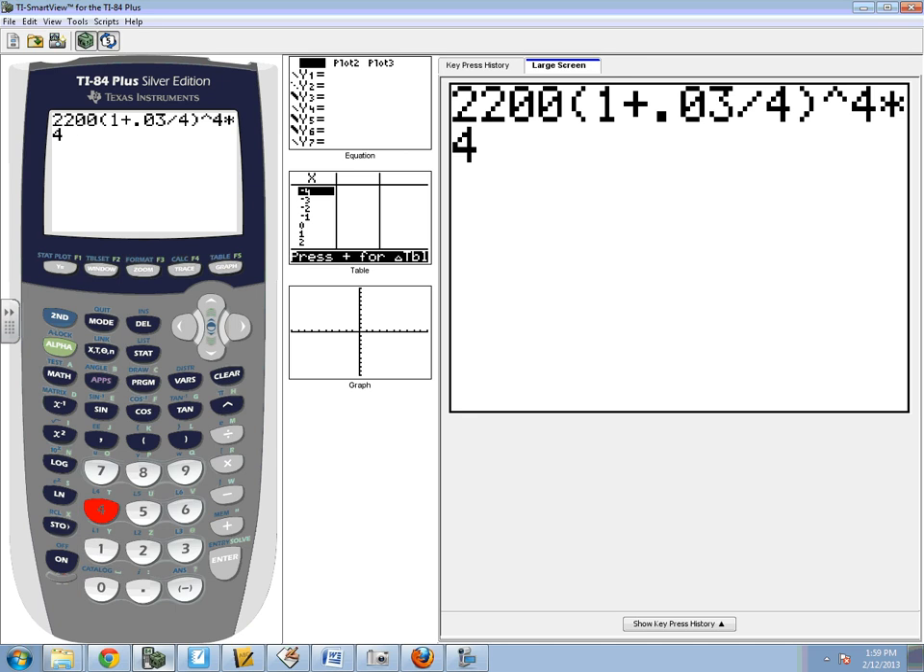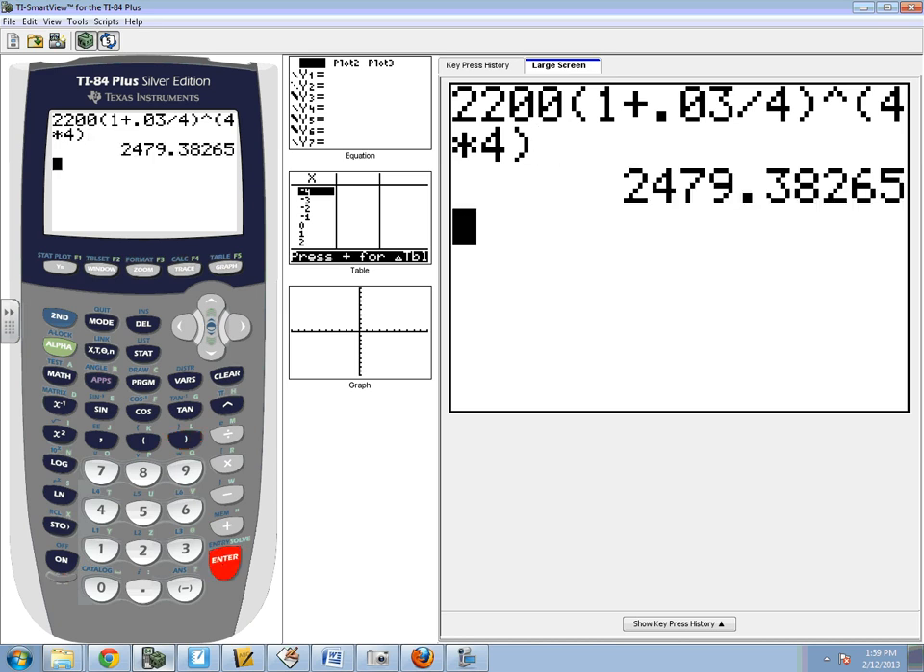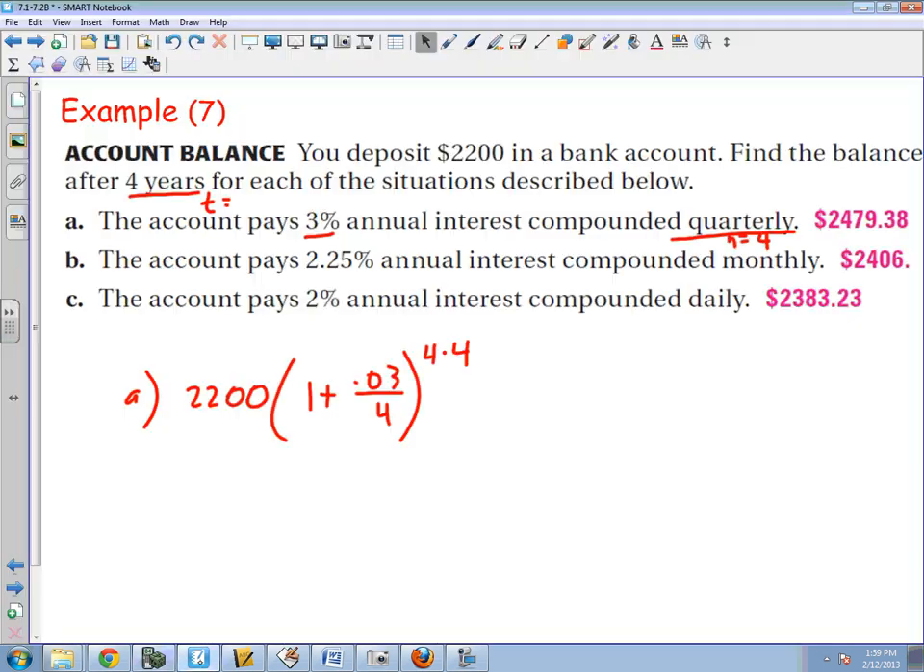You have to indicate that the entire exponent is what I want to take, so I'm going to insert some parentheses around the 4 times 4. If you just want to multiply it out and get 16, you don't have to worry about that. But understand, if you just wrote it the way I did first, you're not going to get the right answer. So this tells you $2,479 after 4 years, so $2,479.38. That's where that answer came from.